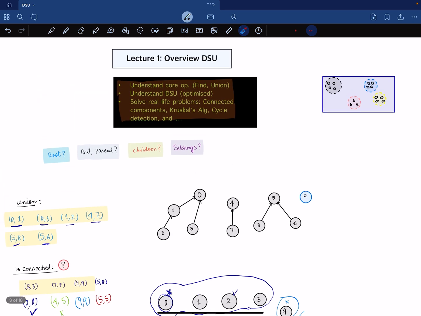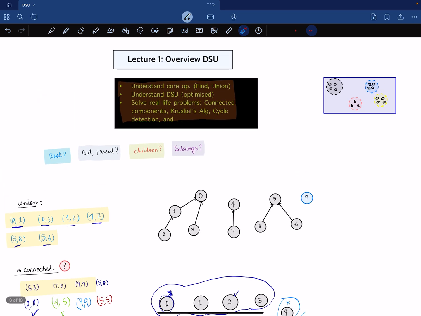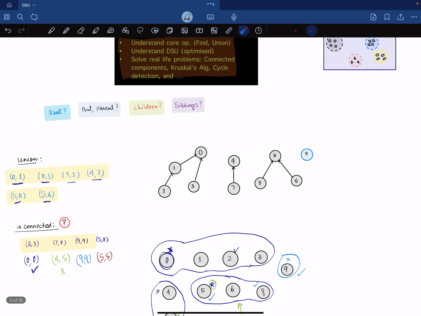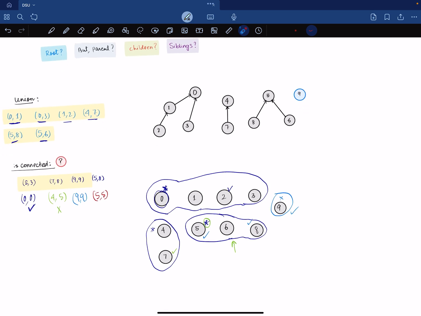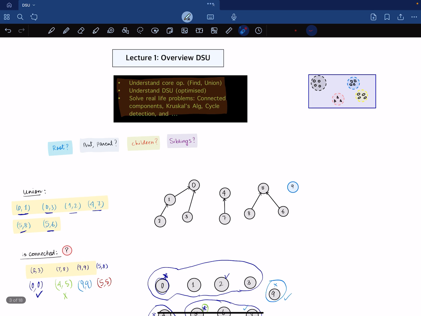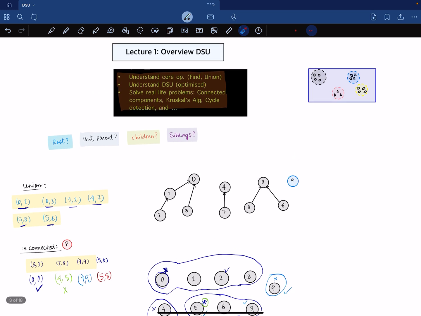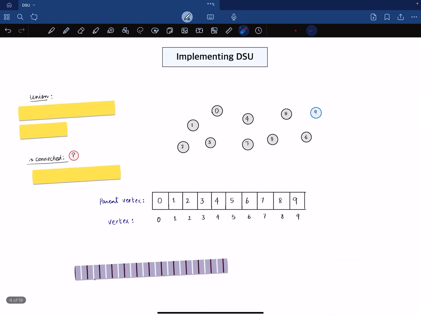So this is how DSU looks like. Once again, one of the most imperative questions that DSU answers is regarding connectivity. So we'll take a look at how these operations of union and is connected work and how we can optimize them. And there are lots of ways. Okay, so let's go to the next slide.